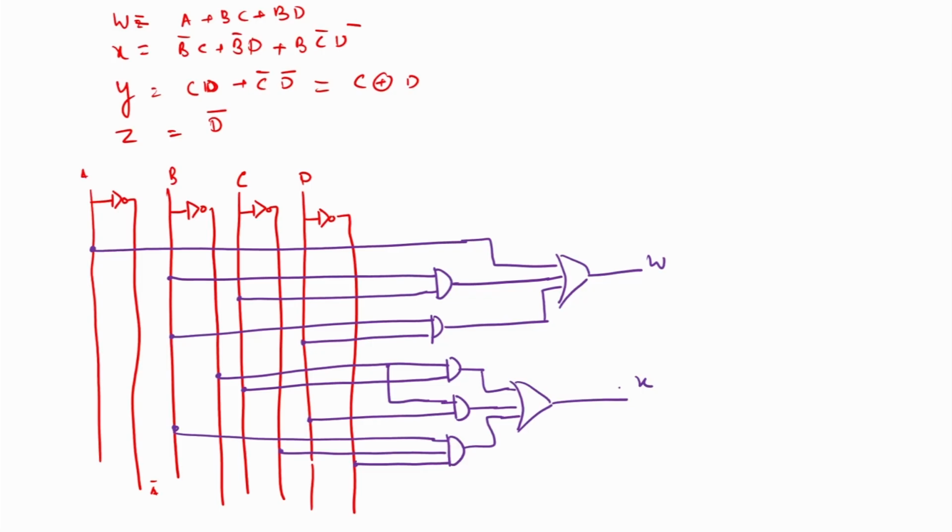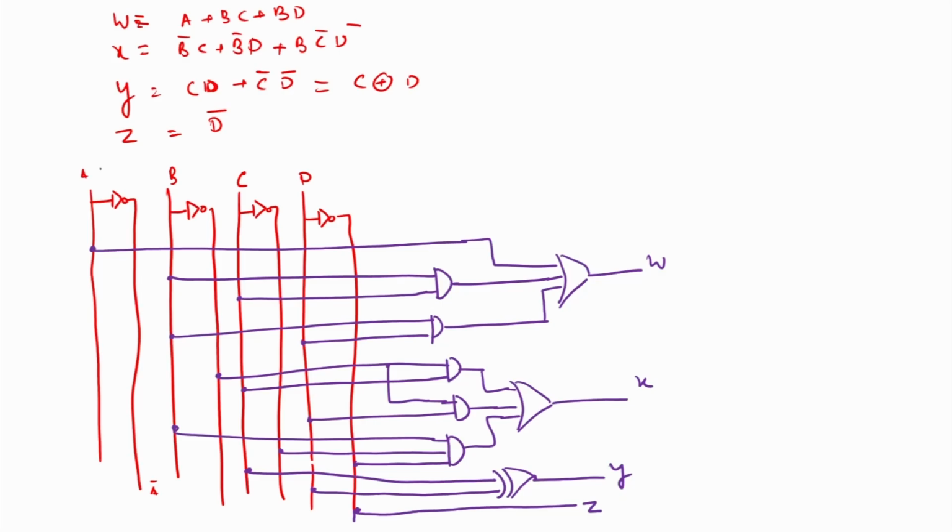Similarly, for representing the value Y, this is nothing but C XOR D. Here C is taken from here, D is taken from here, and both are connected through an XOR gate. This represents the value Y, and similarly for representing the value Z, Z is nothing but D complement. Simply here this directly goes, D complement directly goes, this represents the output Z. So this is the logic diagram or logic circuit of the BCD to excess-3 code converter.